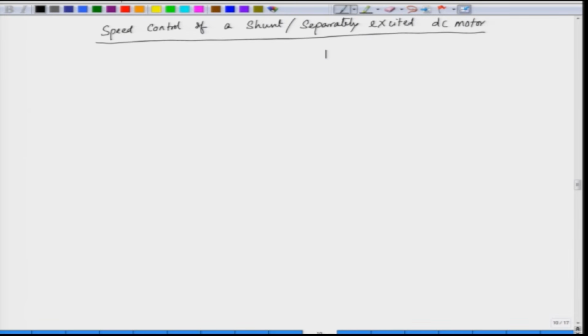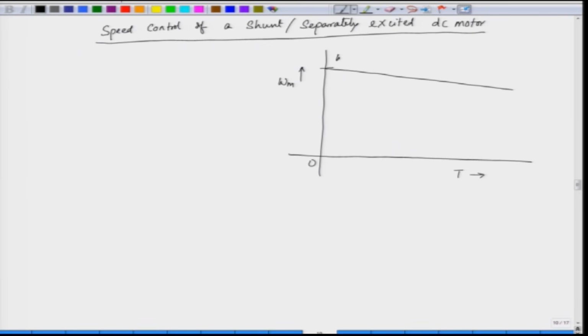So, let us first draw the characteristic: omega m on the y axis, torque on the x axis. The characteristic is a straight line like this. This is the no load speed, omega m naught. So, we have omega m equal to omega m naught minus something like k into T.